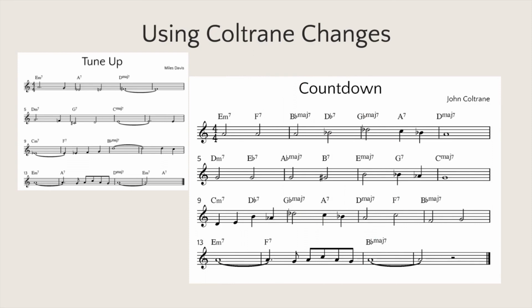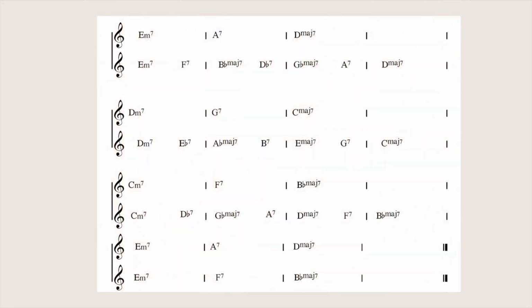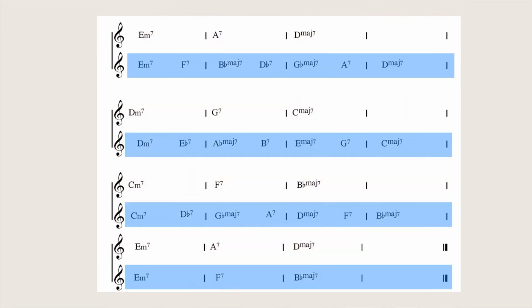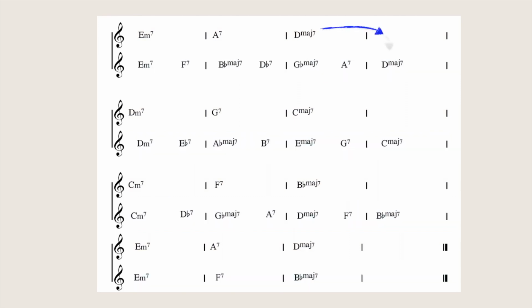Let's look more closely at them. Here is a comparison of the chord sequences for Tune Up and Countdown. Tune Up is on the top stave. Countdown is on the bottom stave. You can see that in Countdown, Coltrane keeps the tonal center or home key. However, he adds the Coltrane Changes to each sequence.